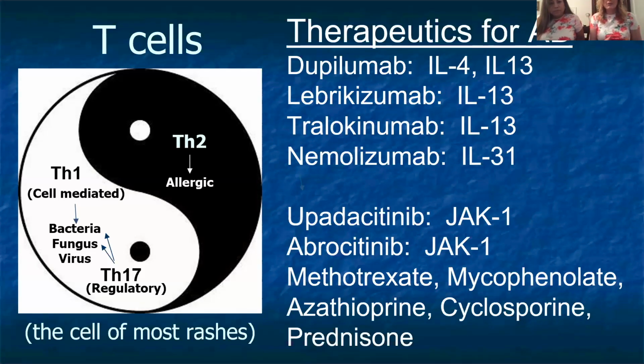Similarly, for our JAK inhibitors, they're very helpful when the reaction that we're dealing with is not limited to Th2 alone, and there is some degree of either Th1 or Th17 suppression that's necessary to control the patient's dermatitis. And classically, we had things like prednisone or azathioprine, cyclosporin, mycophenolate, methotrexate, and these stronger immunosuppressants, whereas now we have the JAK inhibitors that have a better safety profile than some of our classic immunosuppressants that were used in the transplant population, for example.